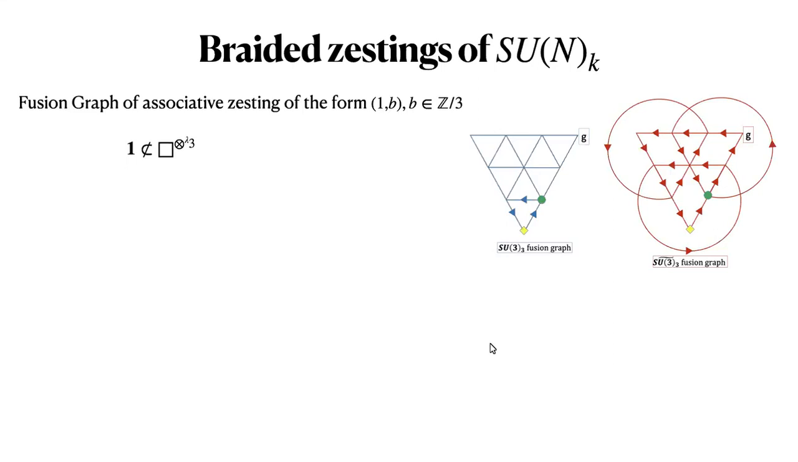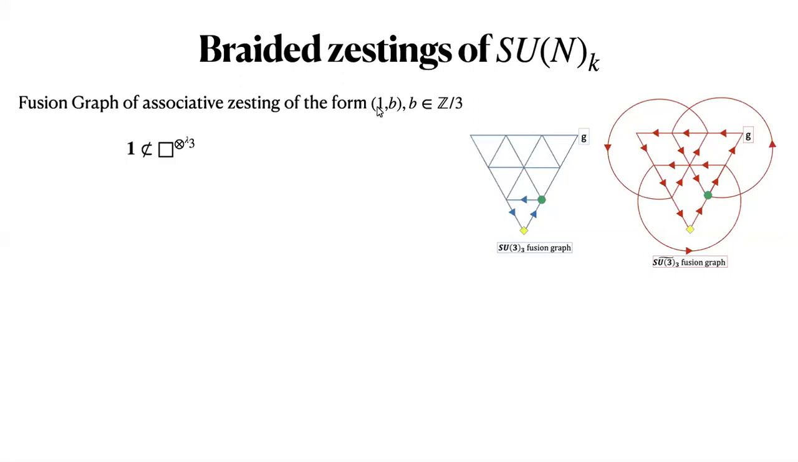For example, for SU(N) levels, SU(3) here should be 3 and 3. Oh, I'm sorry. So here, braided zesting of SU(3) level 3. This is one of the examples that we worked out in a lot of detail. So the associative zestings, we know, in this case, the GCD, in case of 3-3, will be just 1. So the associative zestings correspond to pairs of numbers in Z_3 times Z_3.